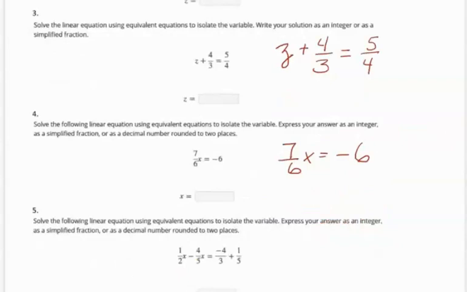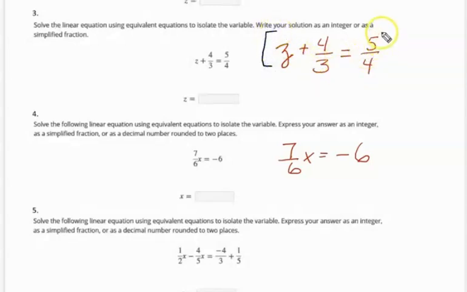Now I've written these out, but we want a technique that when we see an equation with fractions, we want to be able to get rid of those fractions. So the clue is, what would our least common denominator be between a 3 and a 4? And if you said 12, that is correct.